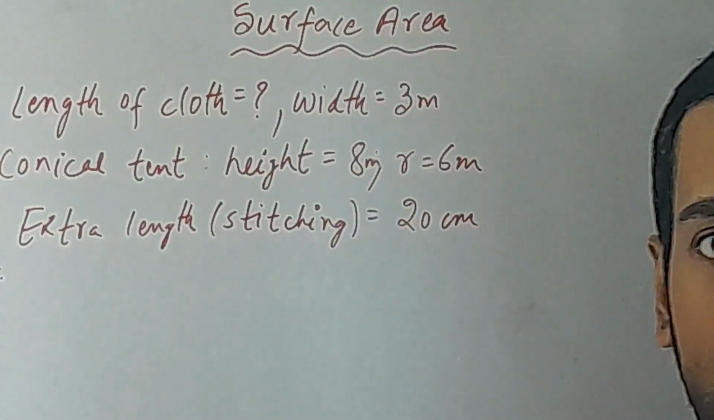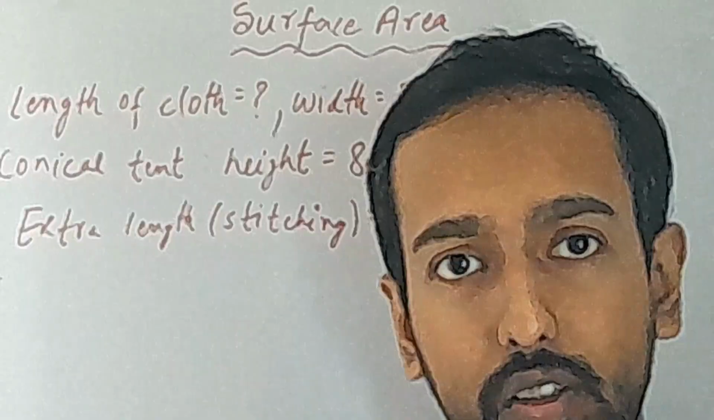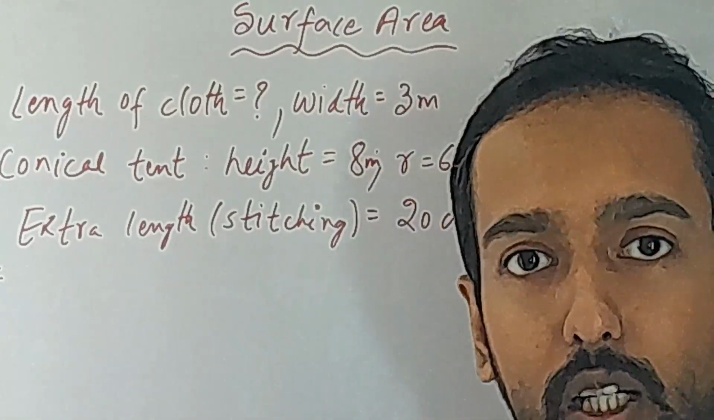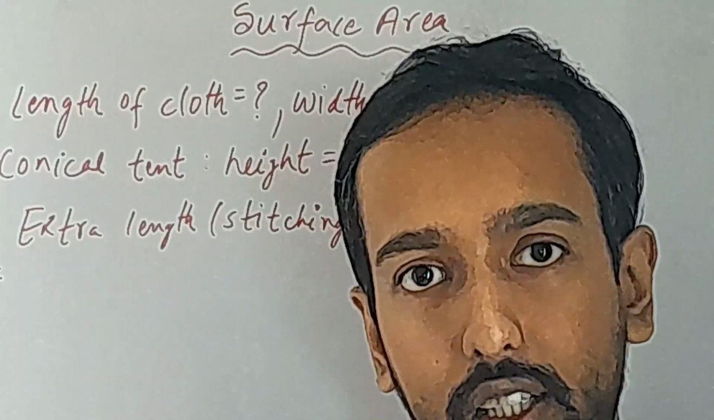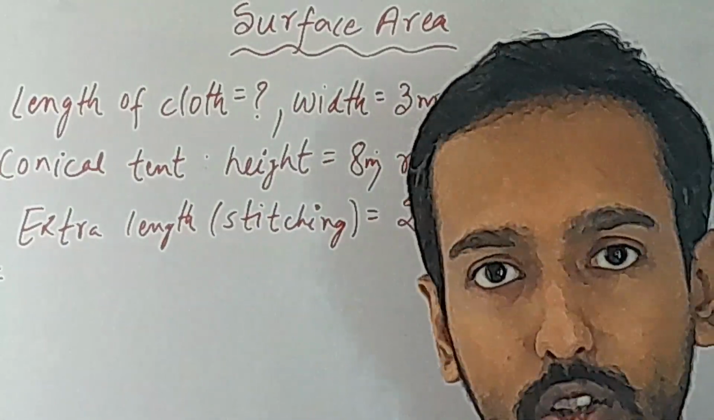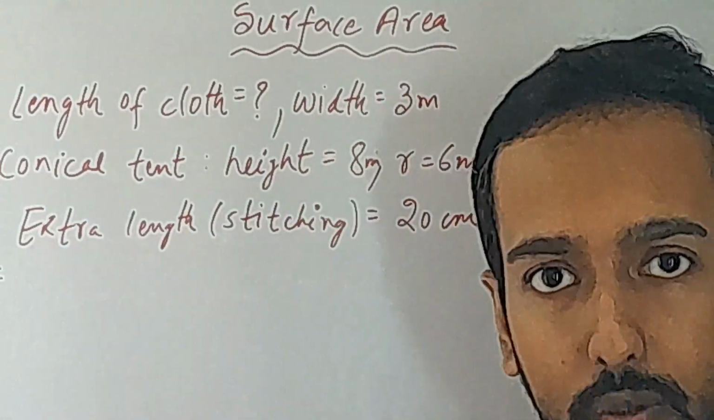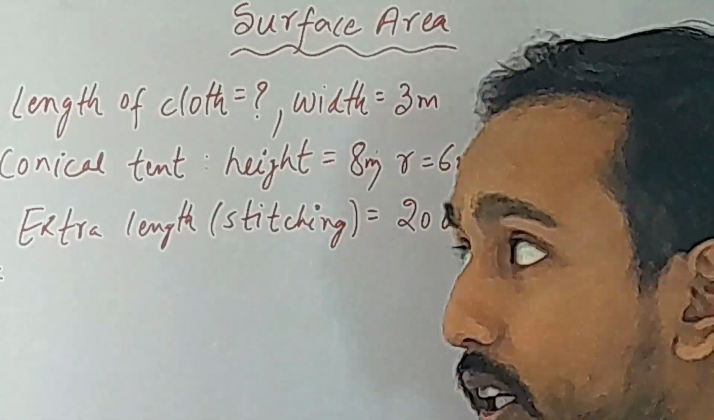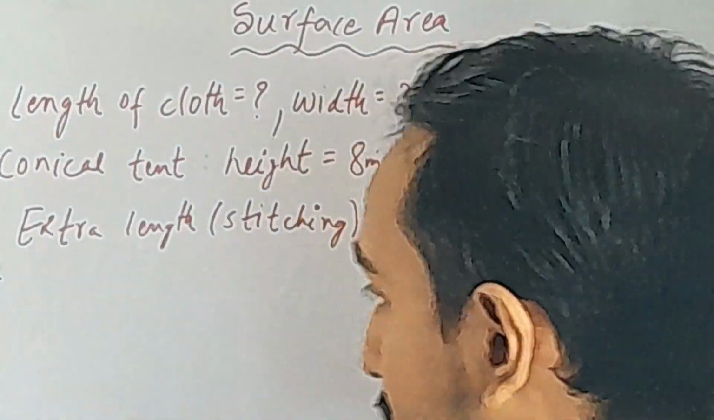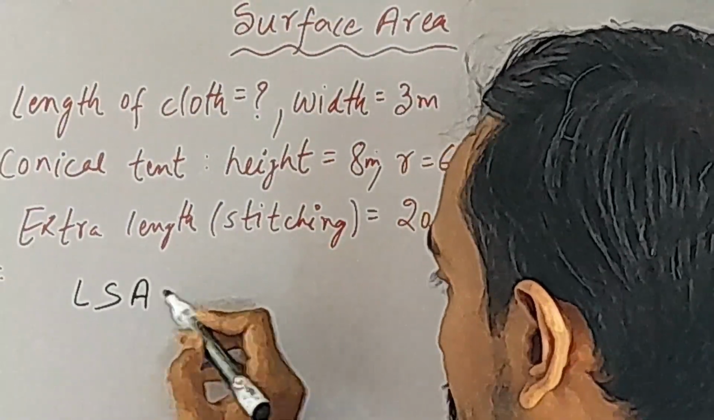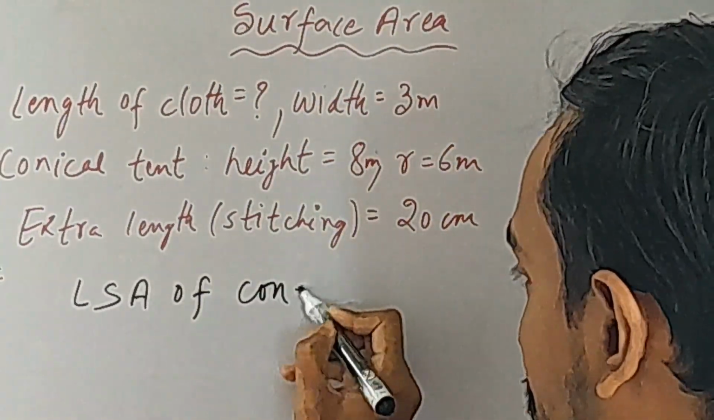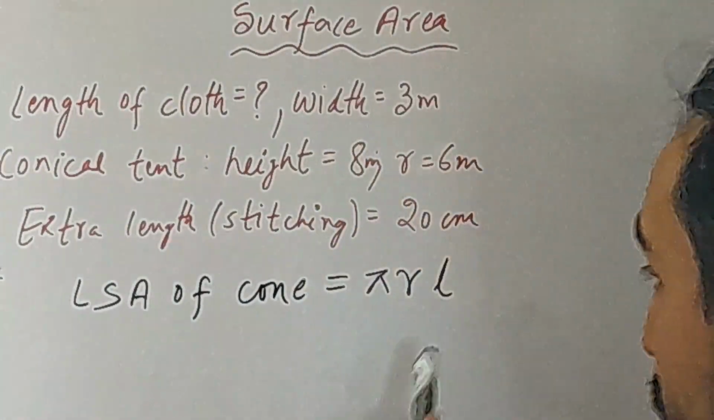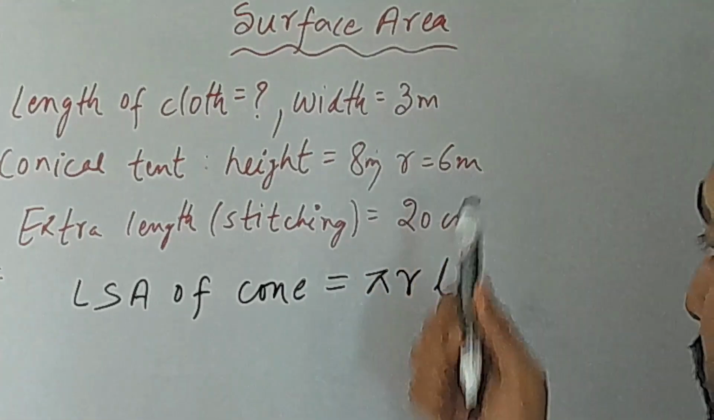Okay. So as I have written in the previous slide, the formula for finding the surface area of the cone is given by pi RL. We will not use the concept of total surface area because we are not going to cover the base of the tent. We are only covering the outer surface, not the base. So here we will find only the lateral surface area of the cone. And we know that this formula is given by pi RL.